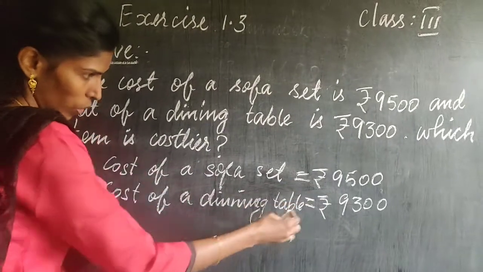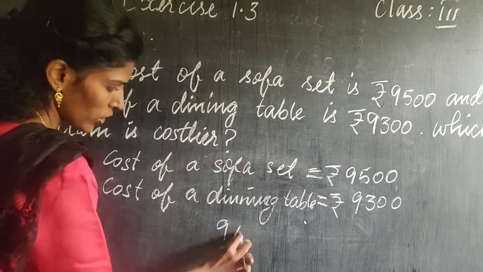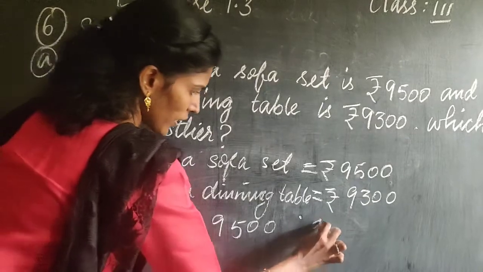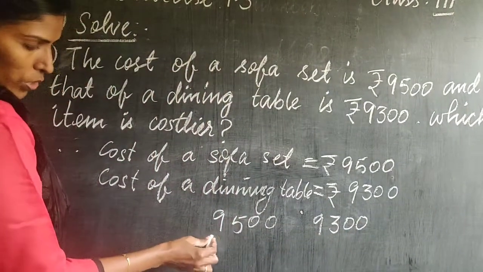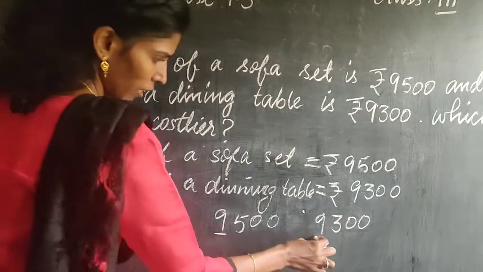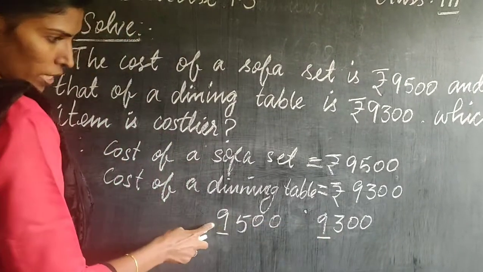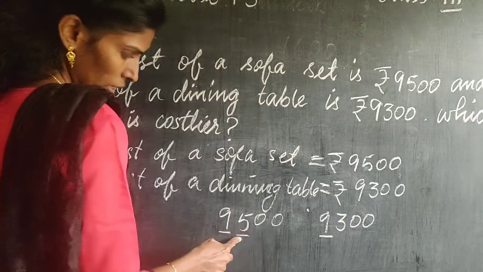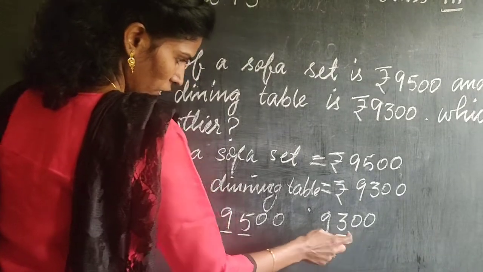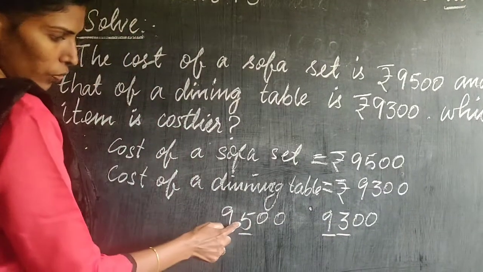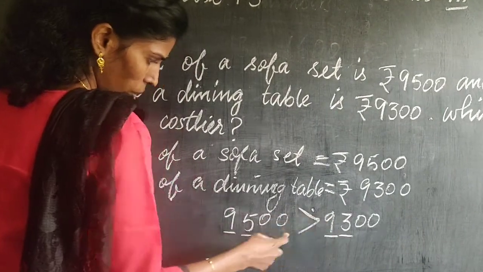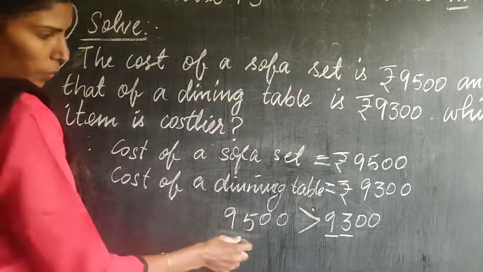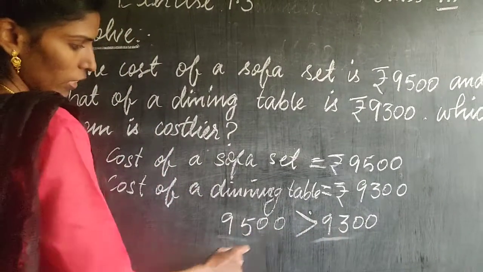And now we have to compare and see which is the bigger one. So here, 9,500 and 9,300. Both are 4 digits. So first we look at the first digit. Here is 9 and here also 9. Both are the same, so now we will look at the next digit. Here 5 and here 3. In 5 and 3, 5 is bigger. So surely this number will be the bigger number. So 9,500 is the bigger.